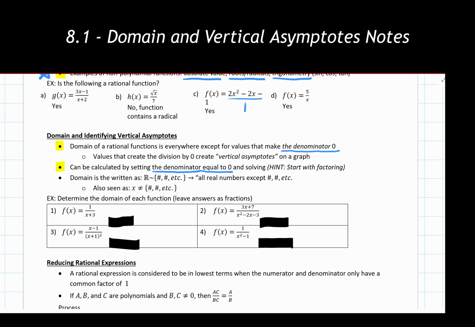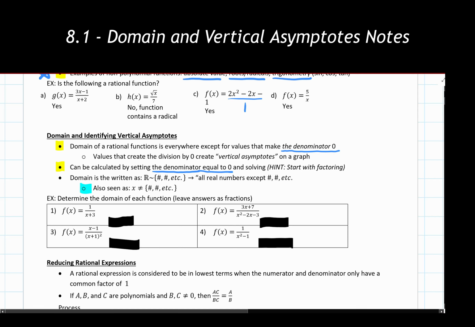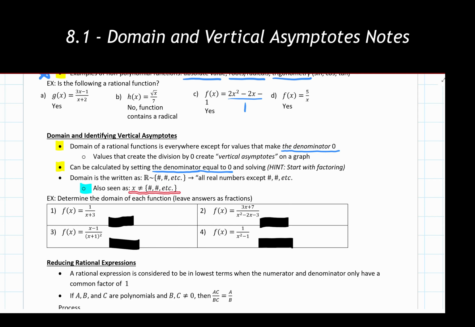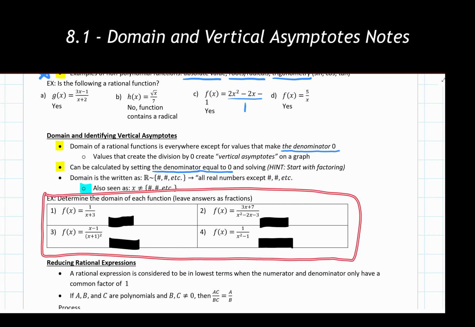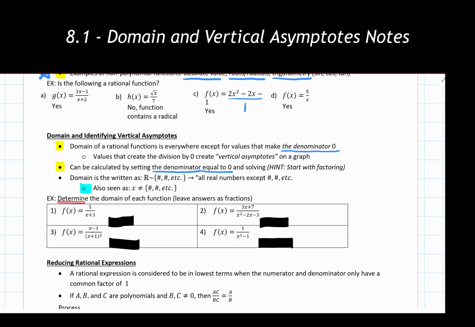The way that I would recommend writing this out for yourself, which I think is a much more straightforward and a bit more intuitive way, is to simply write out x is not equal to, and then list the number or numbers off, separating them with commas. So we will take a look at the 4 examples written down here to see how we determine the domain of each of these functions, noting that we are going to leave our answers as fully reduced fractions.